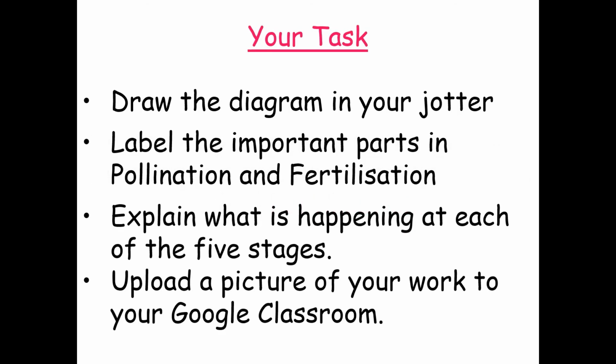So now comes the fun part of this presentation, your task. What we want you to do is draw the diagram that comes in the next slide in your jotter. We want you to label the important parts in the processes of pollination and fertilization, and then in some simple sentences we want you to explain what is happening in each of these 5 stages. Okay, the diagram is numbered, and then once you've finished all that, we'd like you to upload a picture of your work to your Google Classroom. All right.